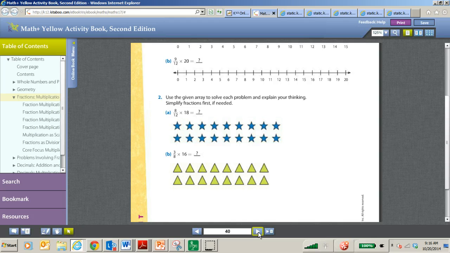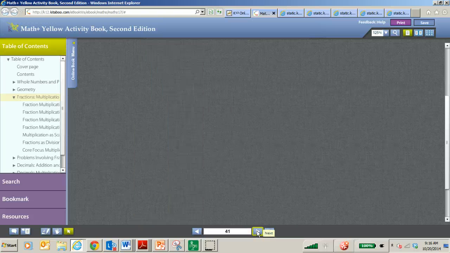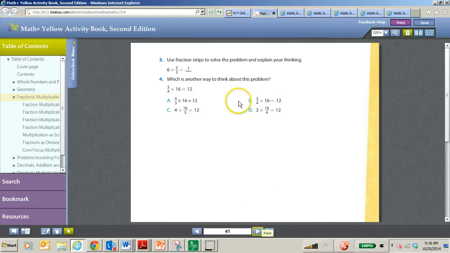And then as we go to the next page of the workbook, you're going to see very similar problems, but without the models. And so what you can do on your own paper is draw your own fraction strips or your own number line. And this is great too, because just like we talked about, it says, which is another way to think about this problem.